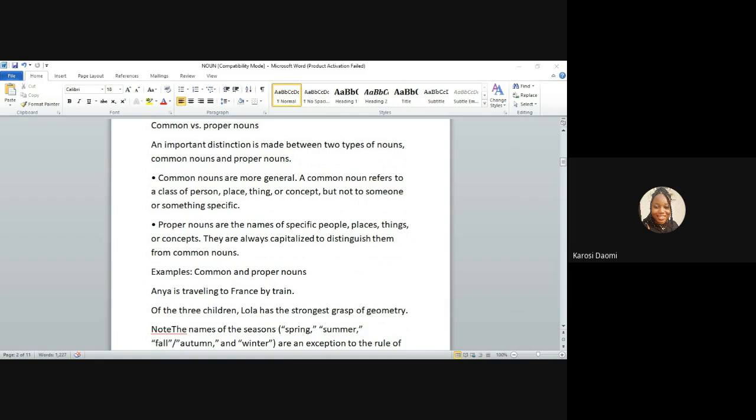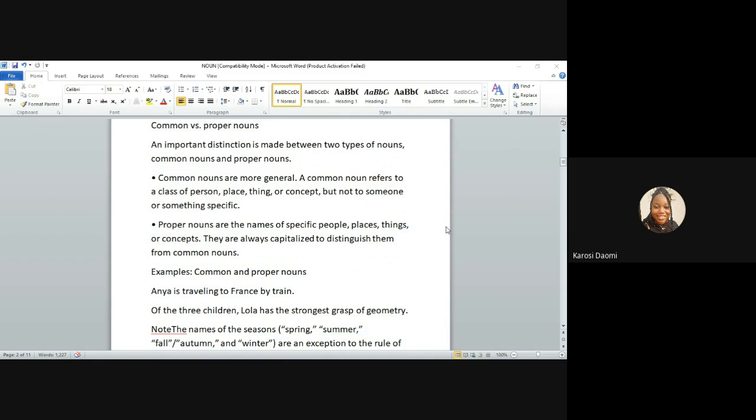Okay, so you have the next example. Of the three children, Lola has the strongest grasp of geometry. So what's the proper noun in that example? Of the three children, Lola has the strongest grasp of geometry. So what's the proper noun there? Good, thank you. Lola. Lola is the proper noun. Yes, great.